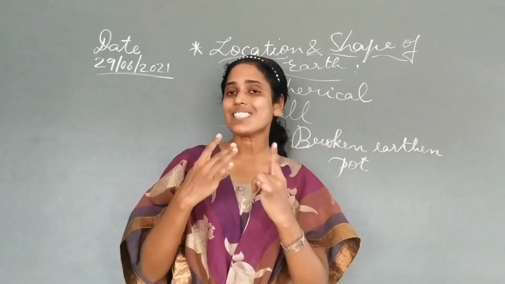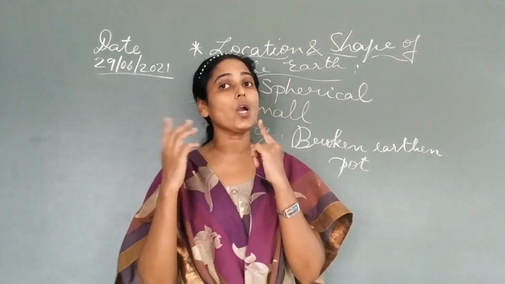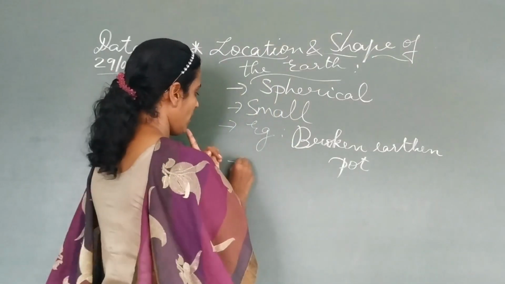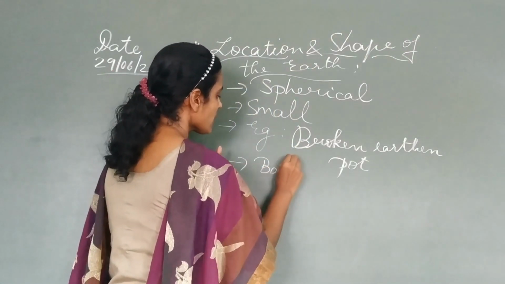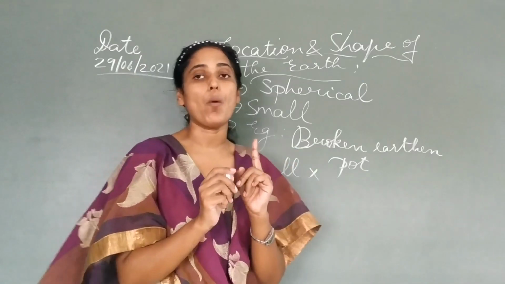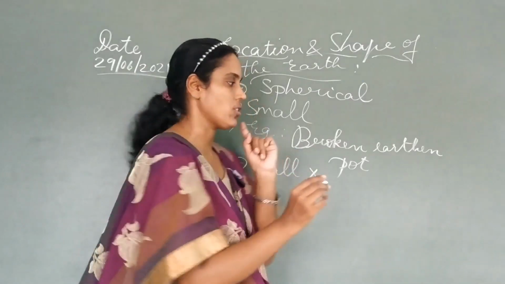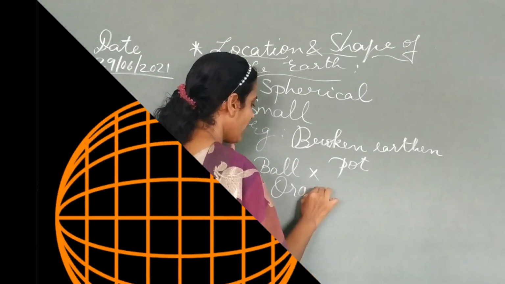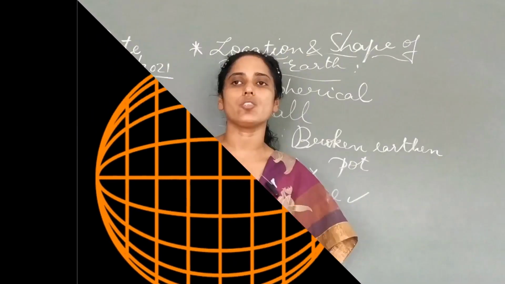And exactly the shape of the earth is not round like a ball. It's not exactly circular or round like a ball, but like an orange. Okay, it is just like an orange. The shape of the earth is just like an orange.